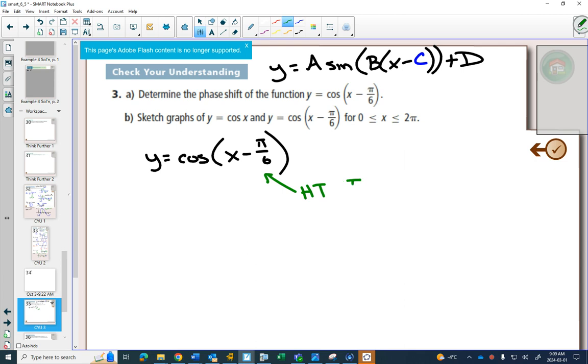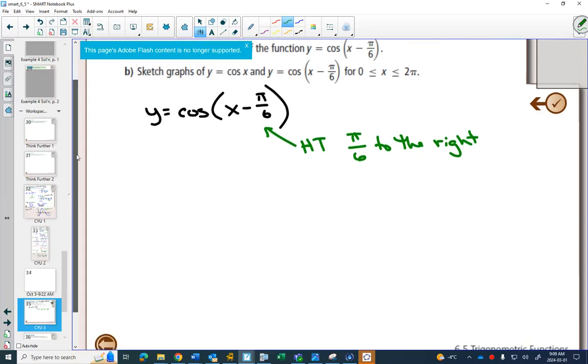X's are liars. You would go pi over 6 to the right. Excellent. So in sinusoidal graphs, it sometimes refers to as a phase shift. It's the same idea as a translation. We have a translation, pi over 6 to the right. So then in part B, it says, sketch the graphs.